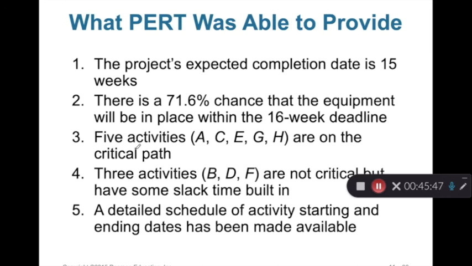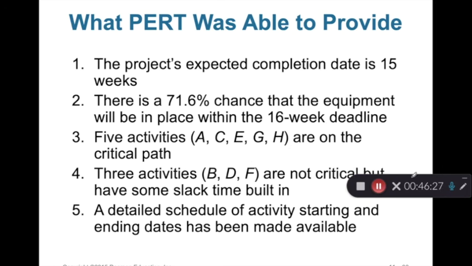And then you can get some insights and also make some decisions or conclusions. For example, based on the PERT and CPM method, you know the expected completion time for the entire project is 15 weeks, and there's a 71.6% probability that the equipment will be in place within the 16-week deadline. You also find out the critical activities A, C, E, G, H, so we cannot delay them. If we delay them, we would delay the entire project.